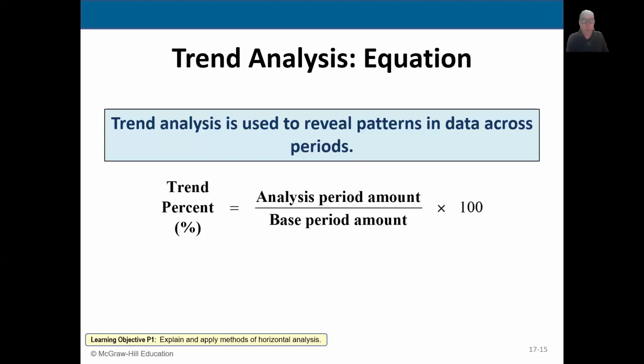Instead of looking at year to year, you would use what's called a trend analysis equation. This helps us to identify trends across multiple periods. Take the analysis period amount: current year, a year ago, 2 years ago, 3 years ago, divided by the base period amount. Again, whatever the oldest data you have. Could be 4 years of data you're looking at, so it would be the 4th year data. Times 100 gives the trend percentage.